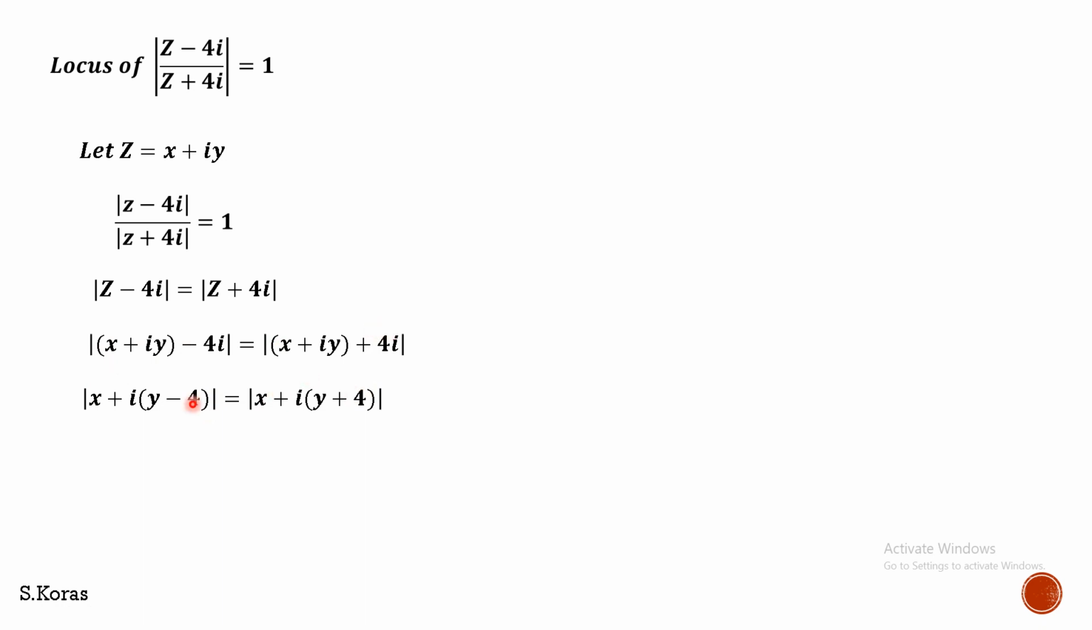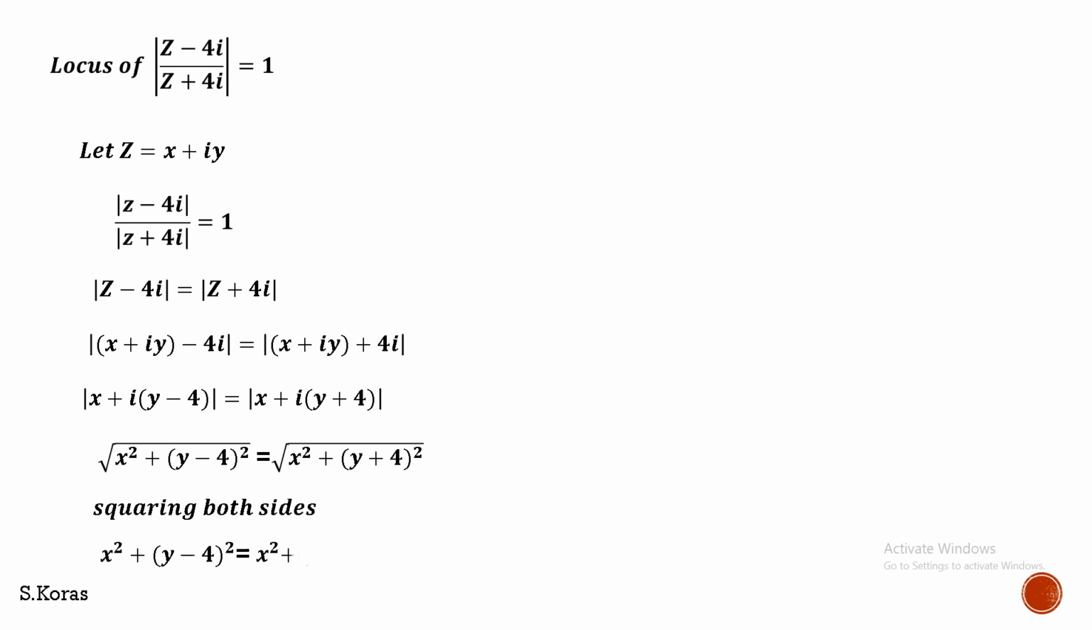As we know, modulus is nothing but the square root of real part square plus imaginary part square. So if we do it, we get the square root of x square plus y minus 4 the whole square, which is also equal to the square root of x square plus y plus 4 the whole square. First let's remove this square root by taking squares. So squaring both sides, we get x square plus y minus 4 the whole square is equal to x square plus y plus 4 the whole square.